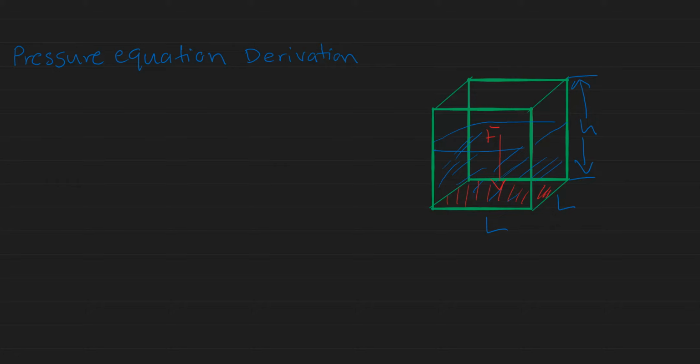So we know that pressure is equal to force over area. We know that force is equal to mass times acceleration due to gravity. We know also that the density of water is equal to mass over volume. We also know that volume equals the height times area.